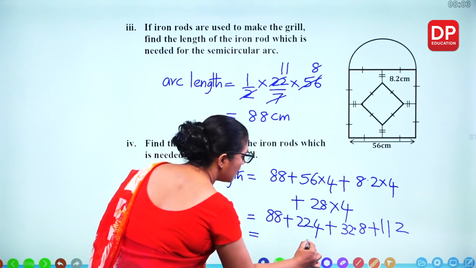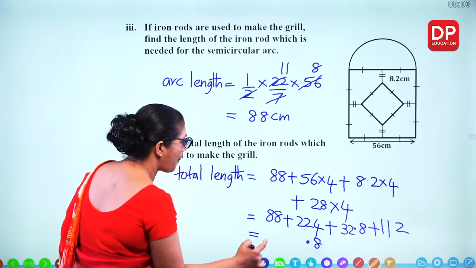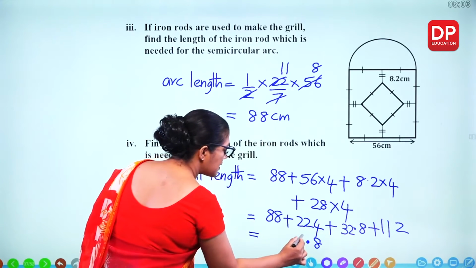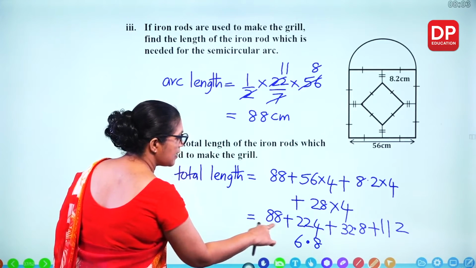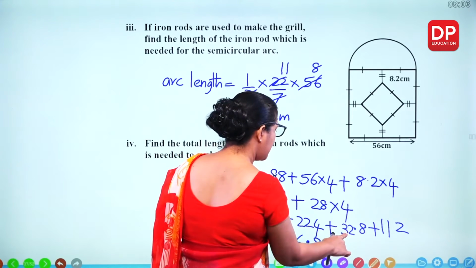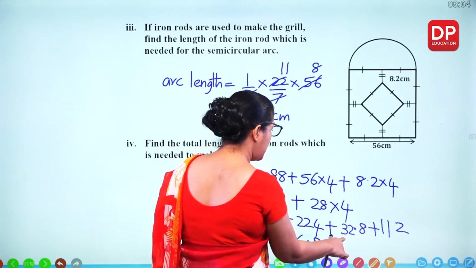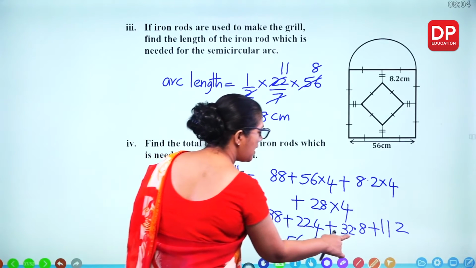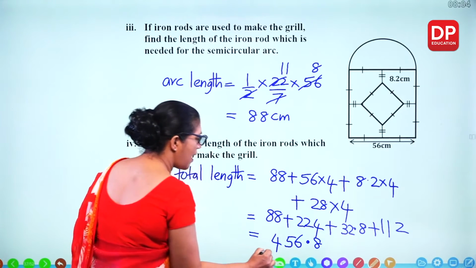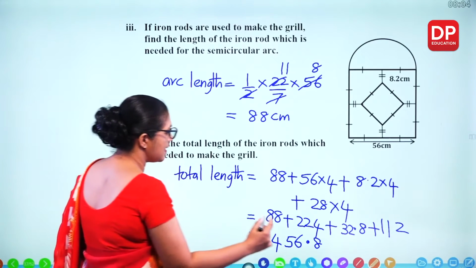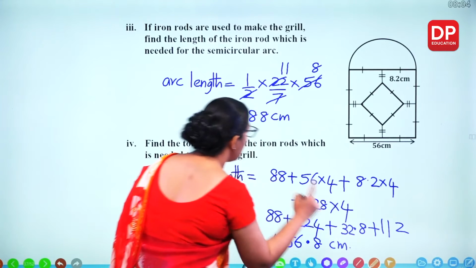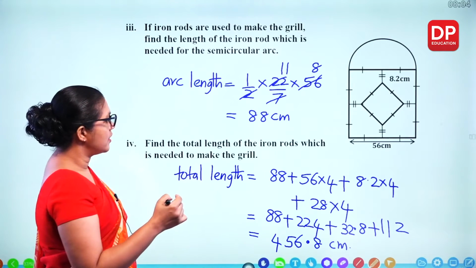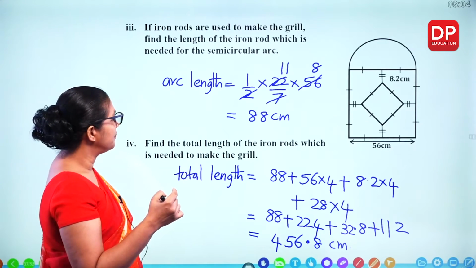Add it. So you get 0.8. 8 and 4 is 12, 14, 16. 1 remaining. 10, 11, 12, 13, 14, 15. 1 remaining. 3, 4. 456.8 centimeters is the total length of the iron rod needed to make this grill.